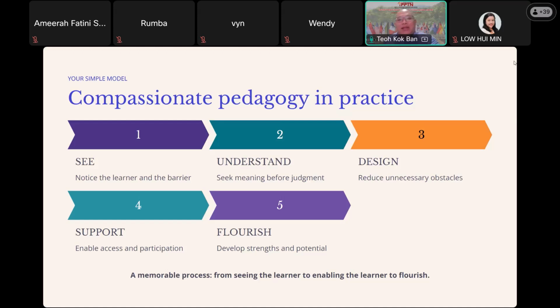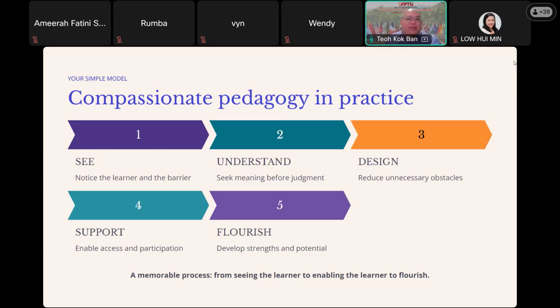So this is something very simple. This is the design that we can impose right away, starting from tomorrow. Clear instructions, good structure of tasks, providing material earlier, and different ways of participation. Then after the design, of course, we are not stopping there. So we need to support.